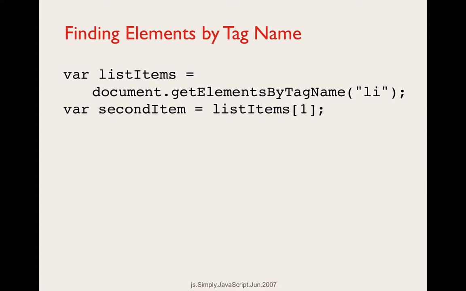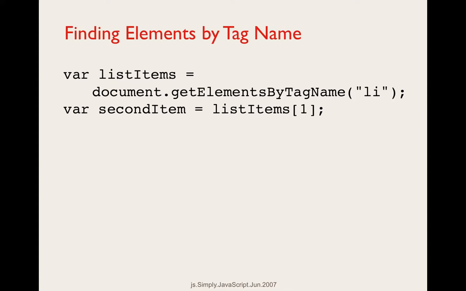So if you want to find them, here's an example. A variable listItems equals document.getElementsByTagName. Notice the S in elements, because it by definition is a node list. There can be as many as appear in the document. When you find an element by ID, there can only be one, but with tag name, there can be any number of them. And if we wanted to target the second item, we could take that variable listItems, and it's returning an array, and look at the second one. And remember, we start counting at 0, so the second one is number 1.